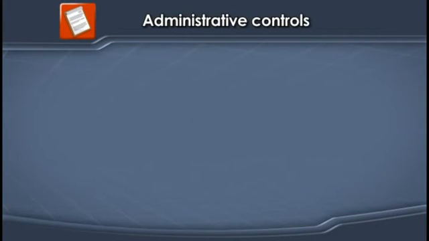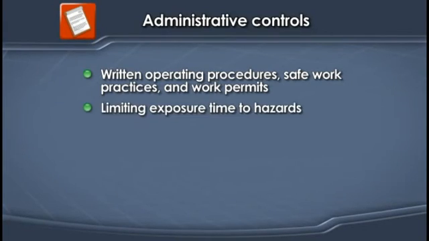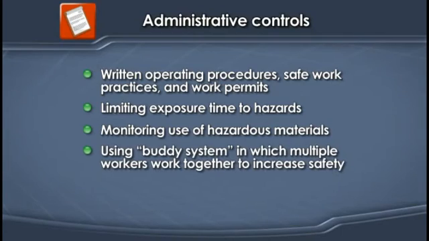Administrative controls include written operating procedures, safe work practices, and work permits, limiting exposure time to hazards, monitoring the use of hazardous materials, using a buddy system in which 2 or more workers work together to increase safety, and training.